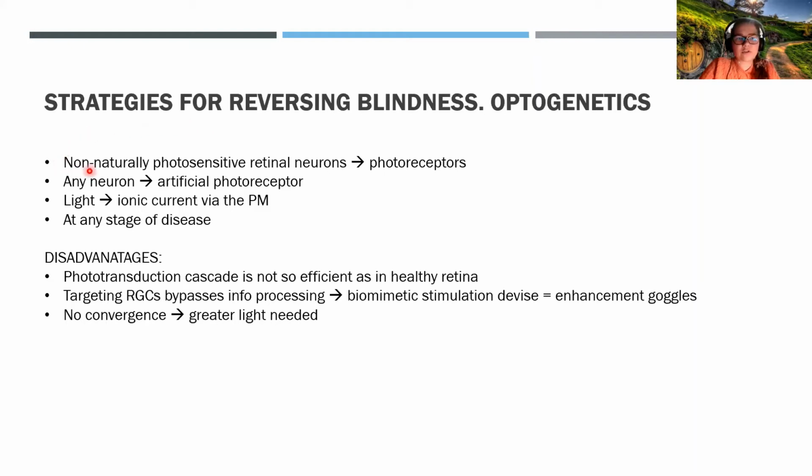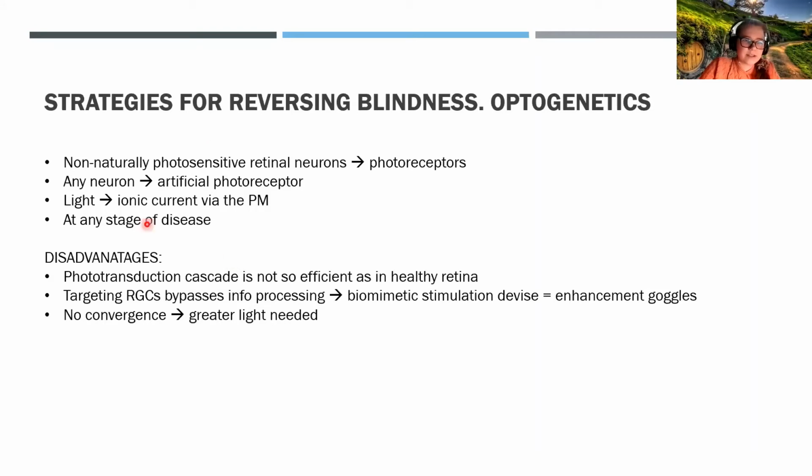Now, there are also non-naturally photosensitive retinal neurons that we make into photoreceptors after we express opsins on those retinal neurons. So we can make actually any neuron into an artificial photoreceptor. And the very good thing is that we can do this at any stage of disease, either when all cells are degenerated or only starting to degenerate.